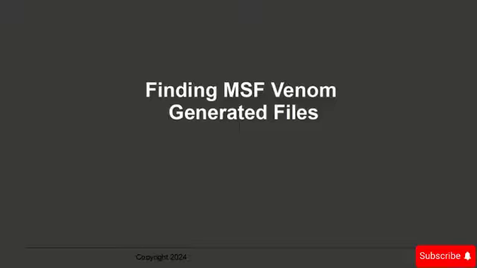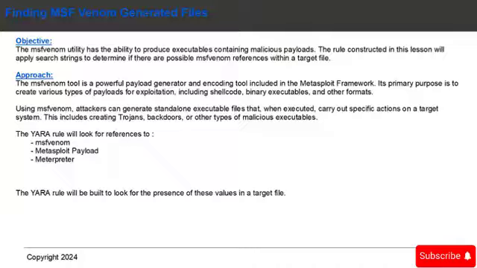A component of the Metasploit framework is a utility called Venom. MSF Venom is a payload generator and an encoding tool. As we mentioned, it's part of the Metasploit framework, and its primary purpose is to create various types of payload that are used for exploitation. It can include shellcode, binary executables, and other formats.